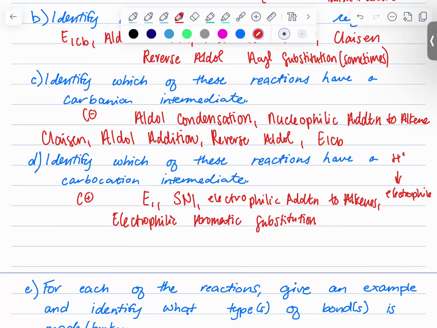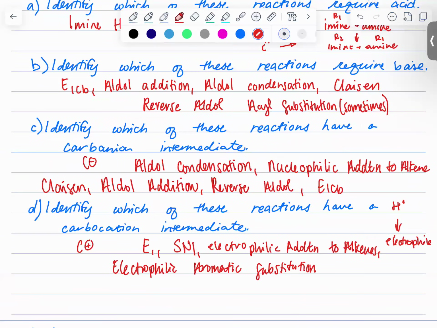Okay. Do you have questions on this? Yeah, what's up? Yes, because carbocations are inherently electron deficient, and a base usually has a lone pair and has electrons to share. Other question?